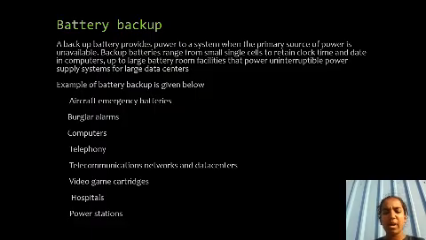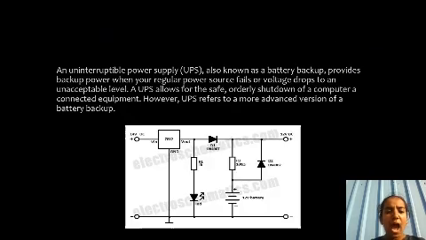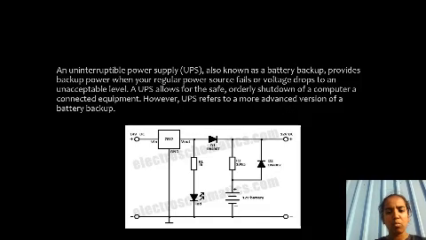Examples of battery backup are aircraft emergency batteries, burglar alarms, computers, telephony, telecommunication networks and data centers, video game cartridges, hospitals, and power stations. An uninterruptible power supply, UPS, also known as a battery backup, provides backup power when your regular power source fails or voltage drops to an unacceptable level. A UPS allows for the safe, orderly shutdown of a computer and connected equipment. However, UPS refers to a more advanced version of a battery backup.